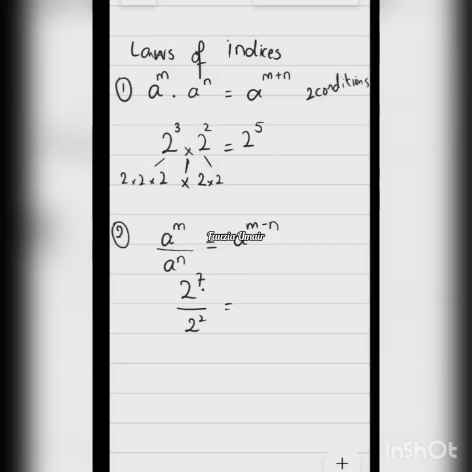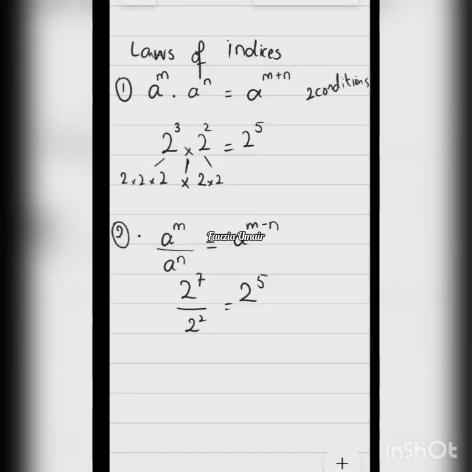Maheen, what would be the answer? 2 raised to power 5. Very good. And that makes sense also कि वो जो 2 raised to power 8 2 यहाँ से cancel out हो गई है उसके साथ.